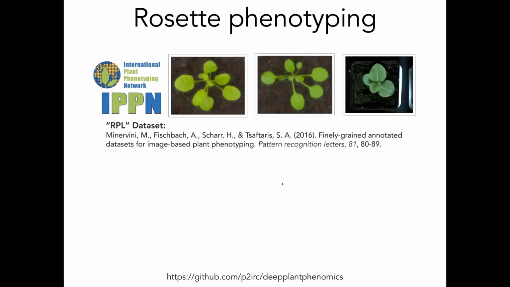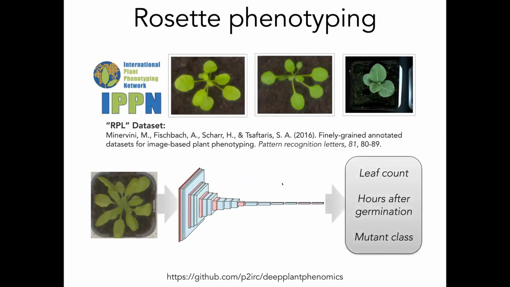In this initial work, we had three main things we tried to estimate from these rosette images of either Arabidopsis plants or tobacco plants. So counting leaves, also estimating the age of the plants, so hours after germination. And then for the Arabidopsis data, there are 5 different mutant classes, so also trying to classify those mutants based on the pictures.